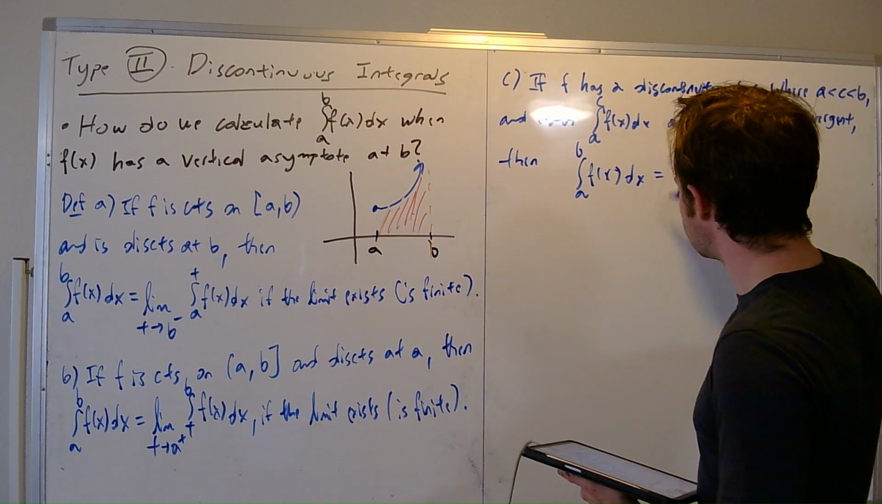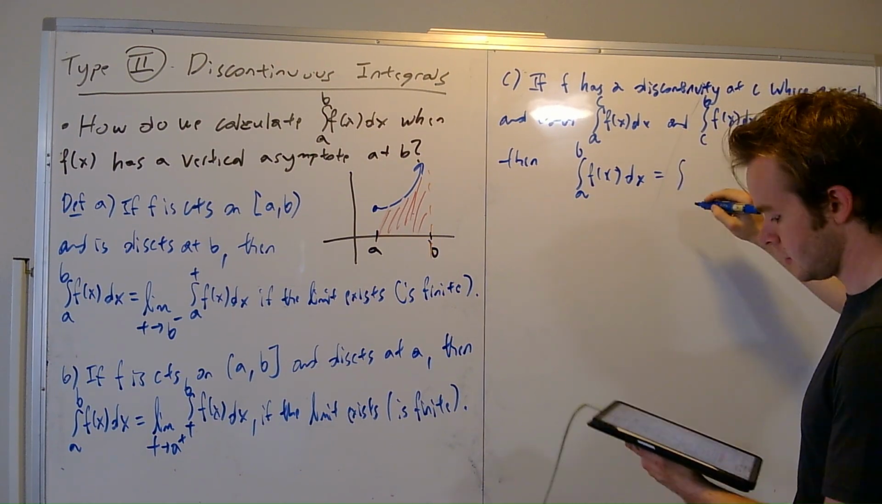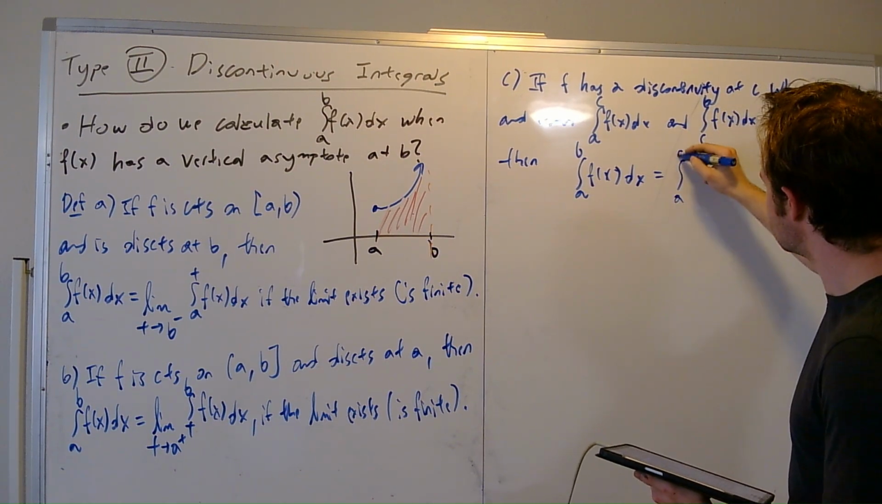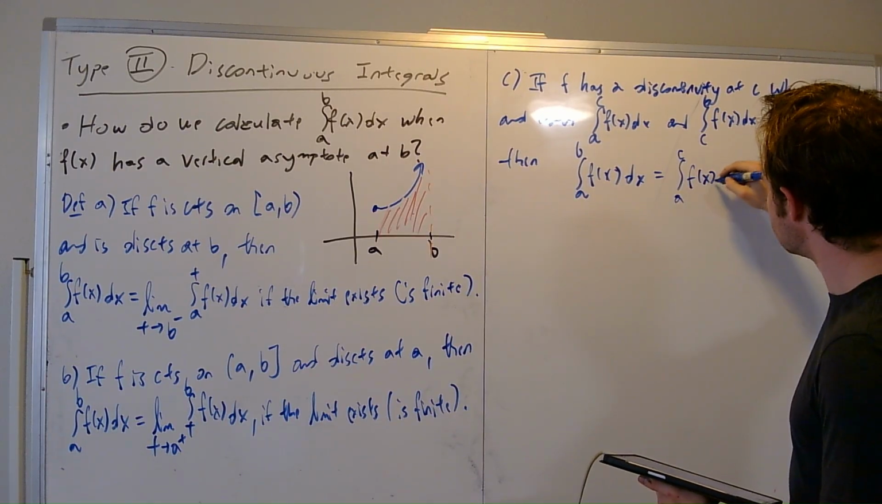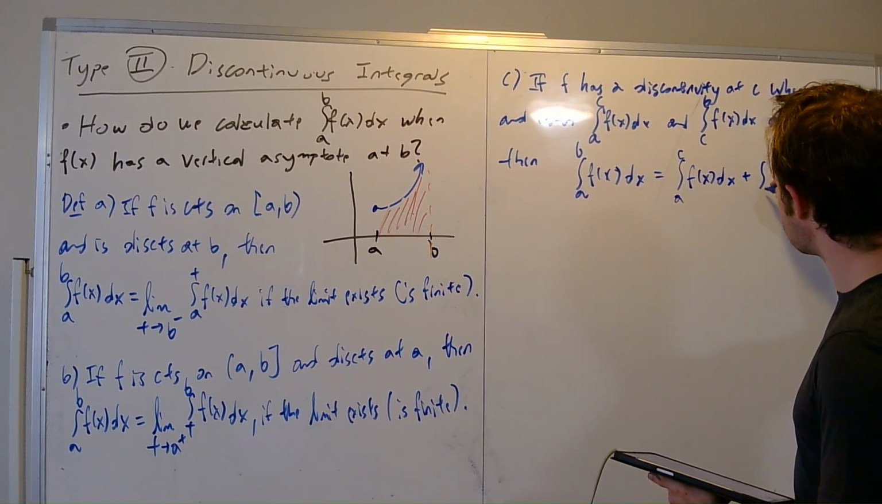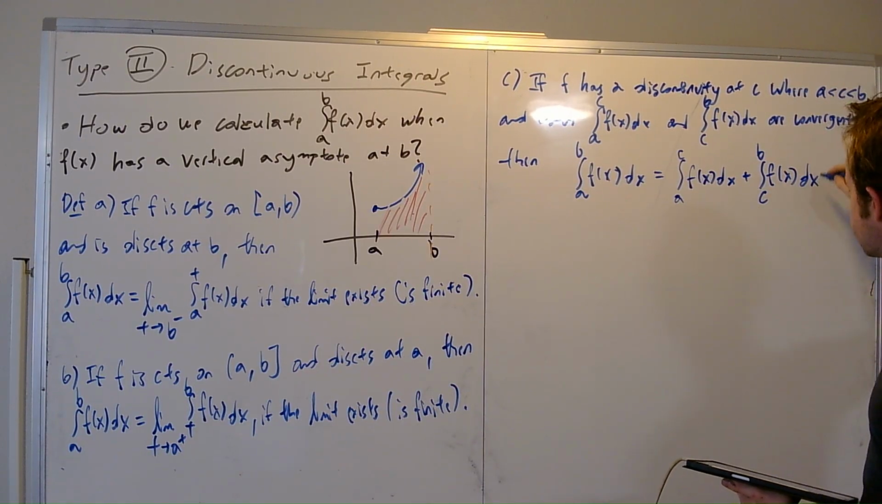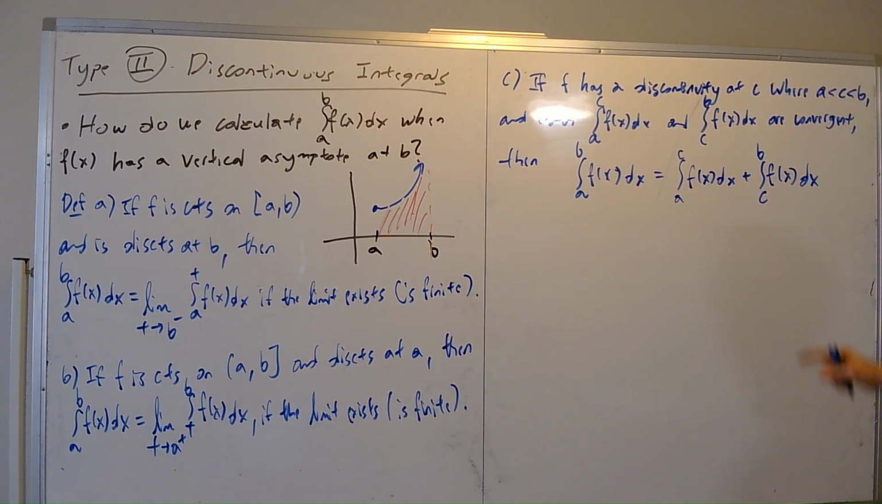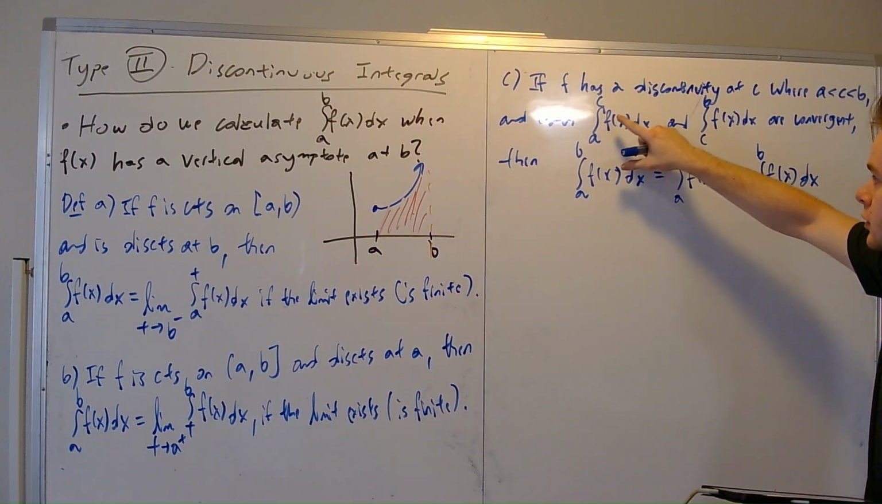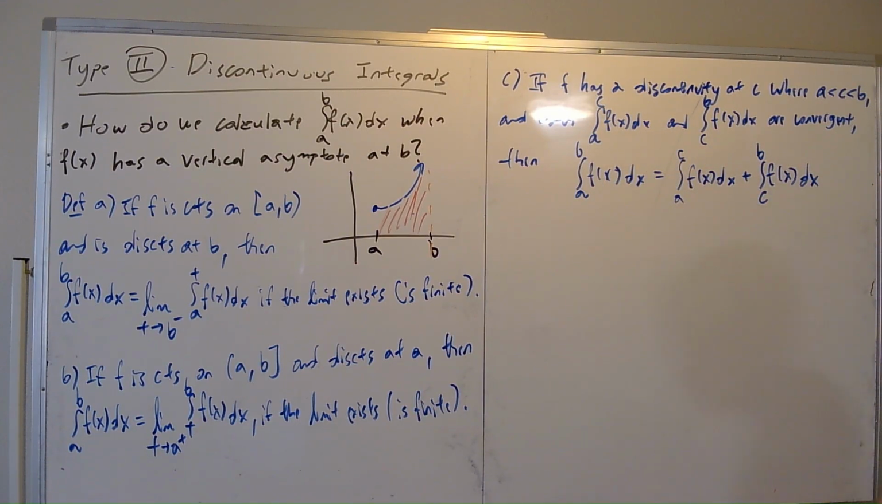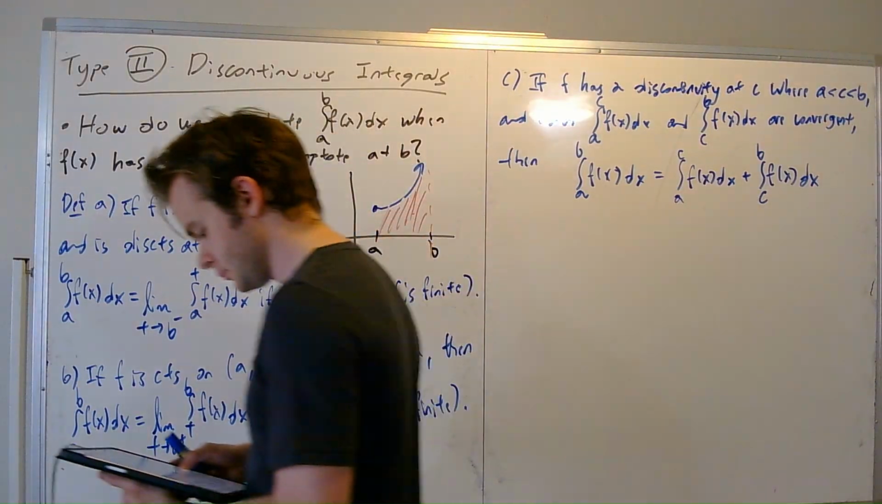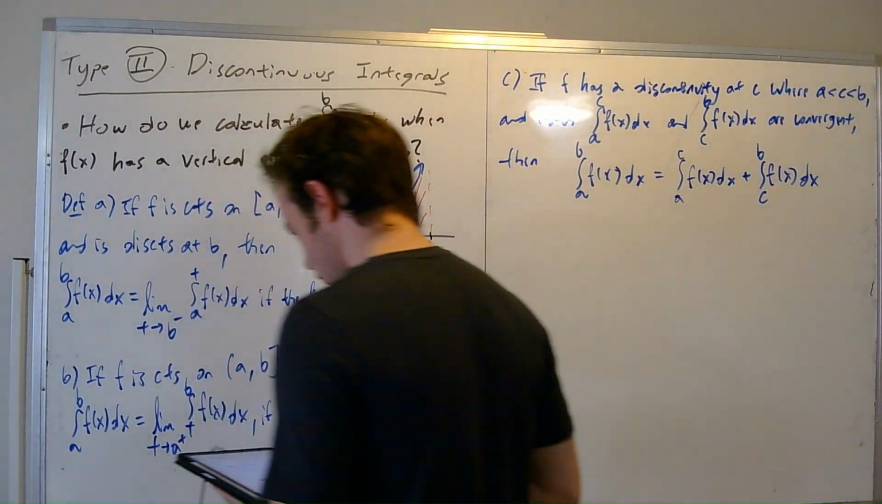You can kind of guess what we're going to write here. This is the integral from a to c of f of x dx plus the integral from c to b of f of x dx. Right? So if we've got some kind of discontinuity in the middle, we'll just break it up into two intervals like that. Okay, so let's go through an example.